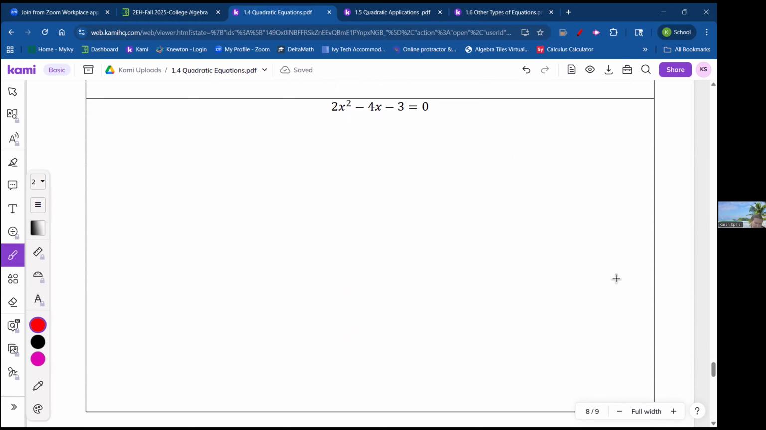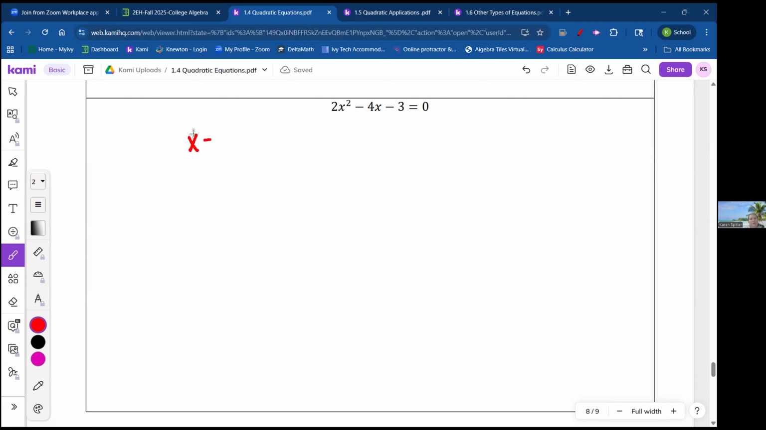This next one, A is 2, and that doesn't matter. With the quadratic formula, we don't have to divide anything. We can just do it how it stands. It already equals 0, so we've already met that requirement. So again, you have A, B, and C.